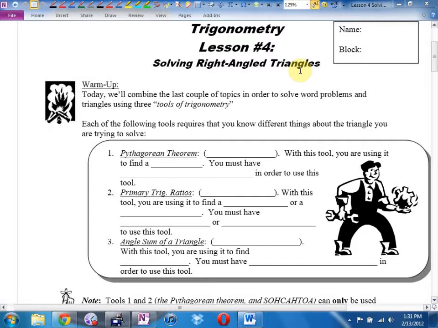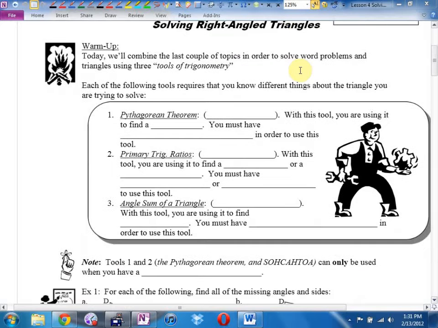Today, it says, we'll combine the last couple of topics in order to solve word problems and triangles using three tools of trigonometry. Each of the following tools requires that you know different things about a triangle you're trying to solve. The first one is the Pythagorean theorem. We call that a squared plus b squared equals c squared. Will I give this to you on your formula sheet for this test? Yes. If you're having to look it up, though, that's my indication that probably you haven't done the homework.